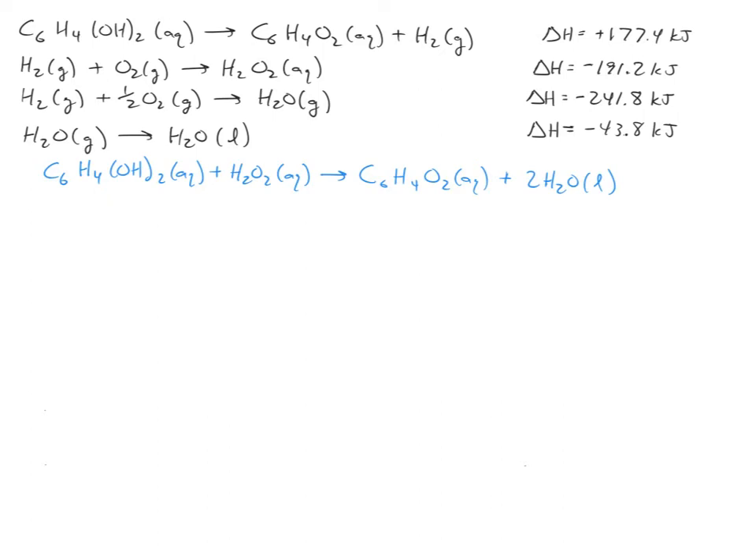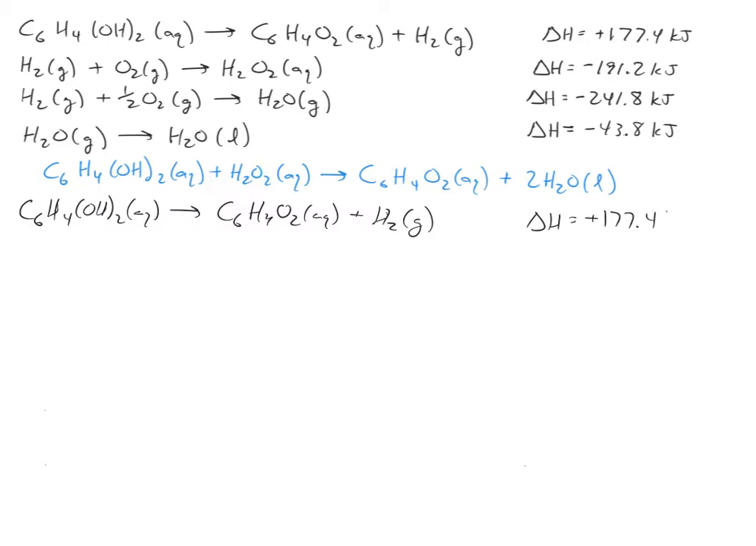All right, what do I know? I need C6H4OH2 aqueous on the left. I need one of them. Well, my first reaction has exactly that, a C6H4OH2 aqueous, one of them on the left. So I'm going to take my first equation and I'm going to use it in exactly the way it's written right now. So C6H4OH2 aqueous makes C6H4O2 aqueous plus H2 gas. I didn't do anything, so the delta H stays the same, plus 177.4 kilojoules. So that's my first step.